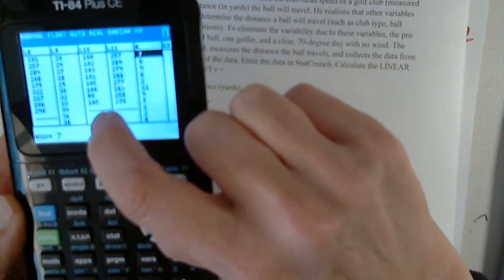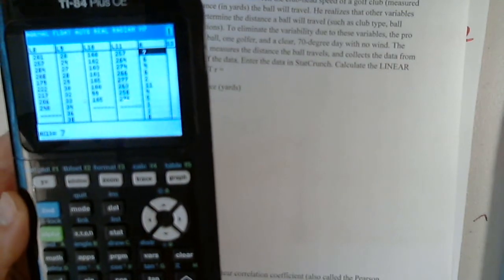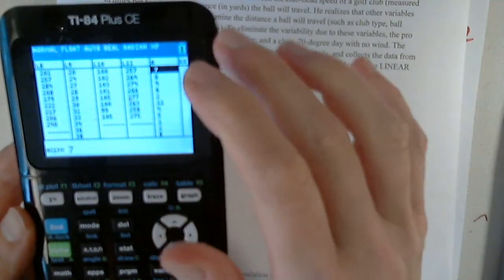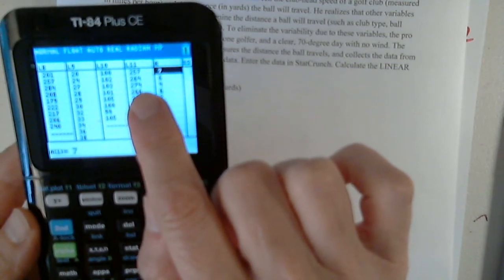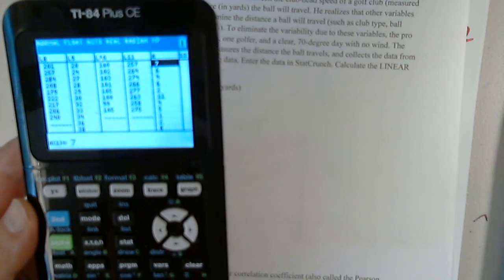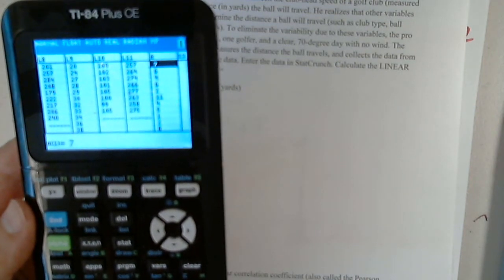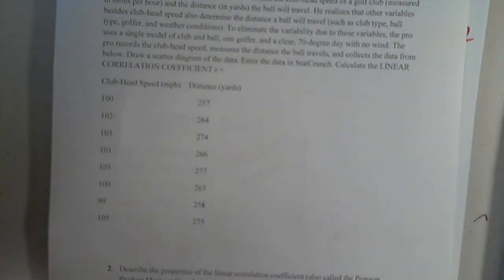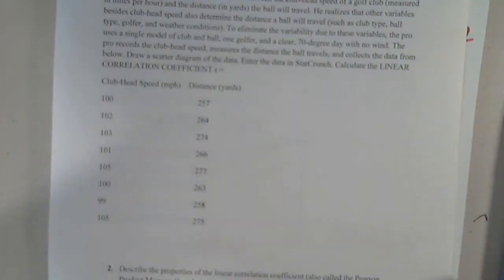In list L1 and list L2, make sure you have 8 entries in both. So this is to be understood as 100, 257, 102, 265, 264, etc. This data set. Do you want to dictate, or are we okay now? Anyone else needs time? Say it again.